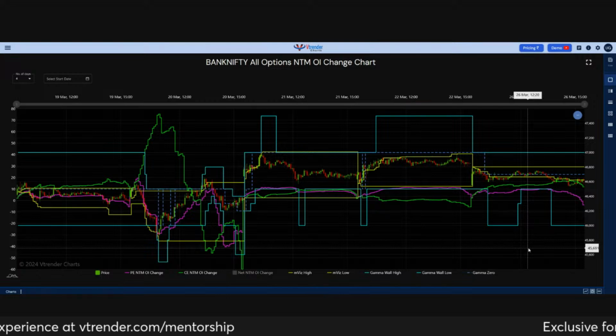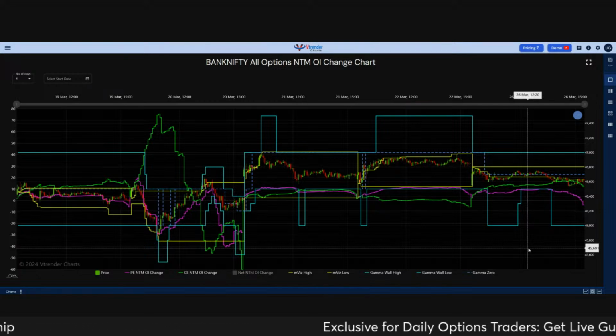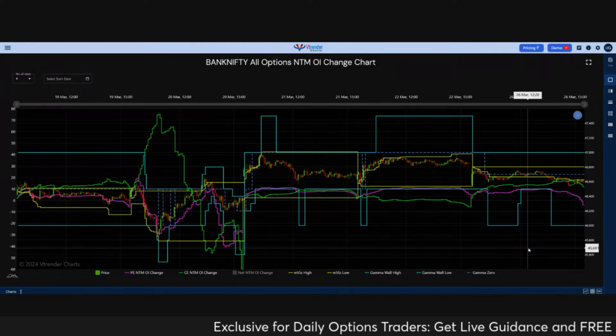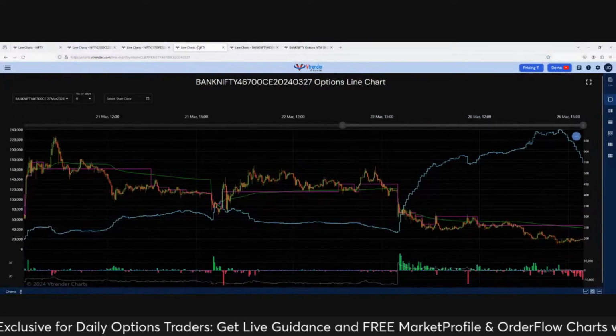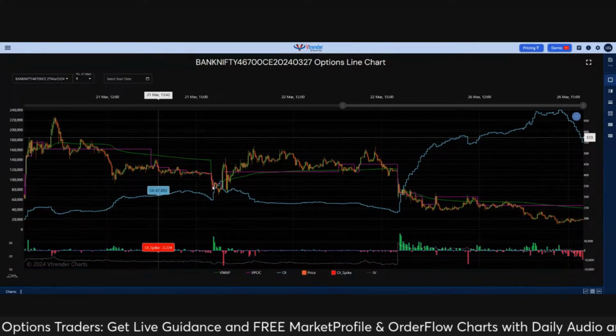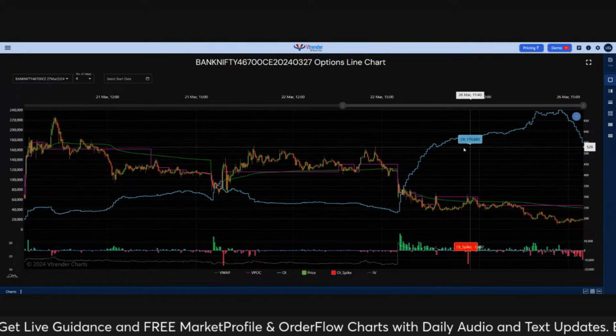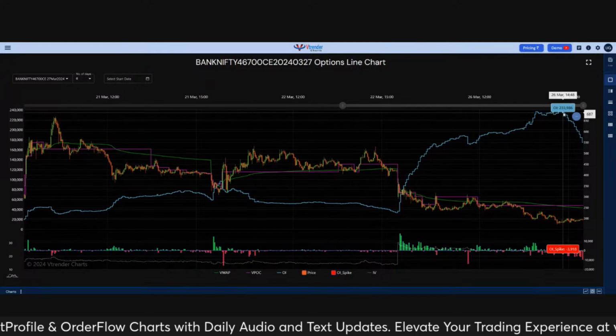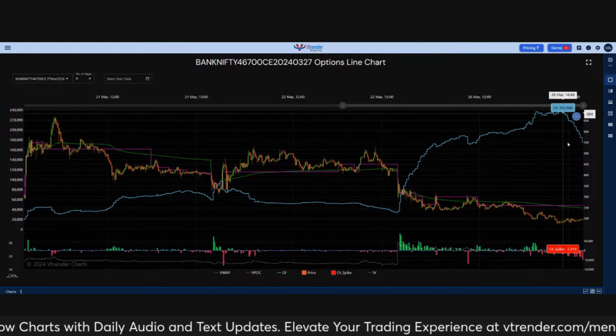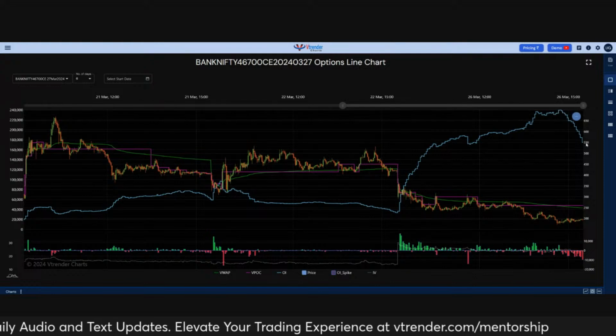So this 46,700 is our level to watch, and the spot has closed at 46,600. So we can look at the 46,700 call option for tomorrow, and you can see the open interest was rising in this. It had almost touched 2 lakh 30,000, but it saw some dip into the close.